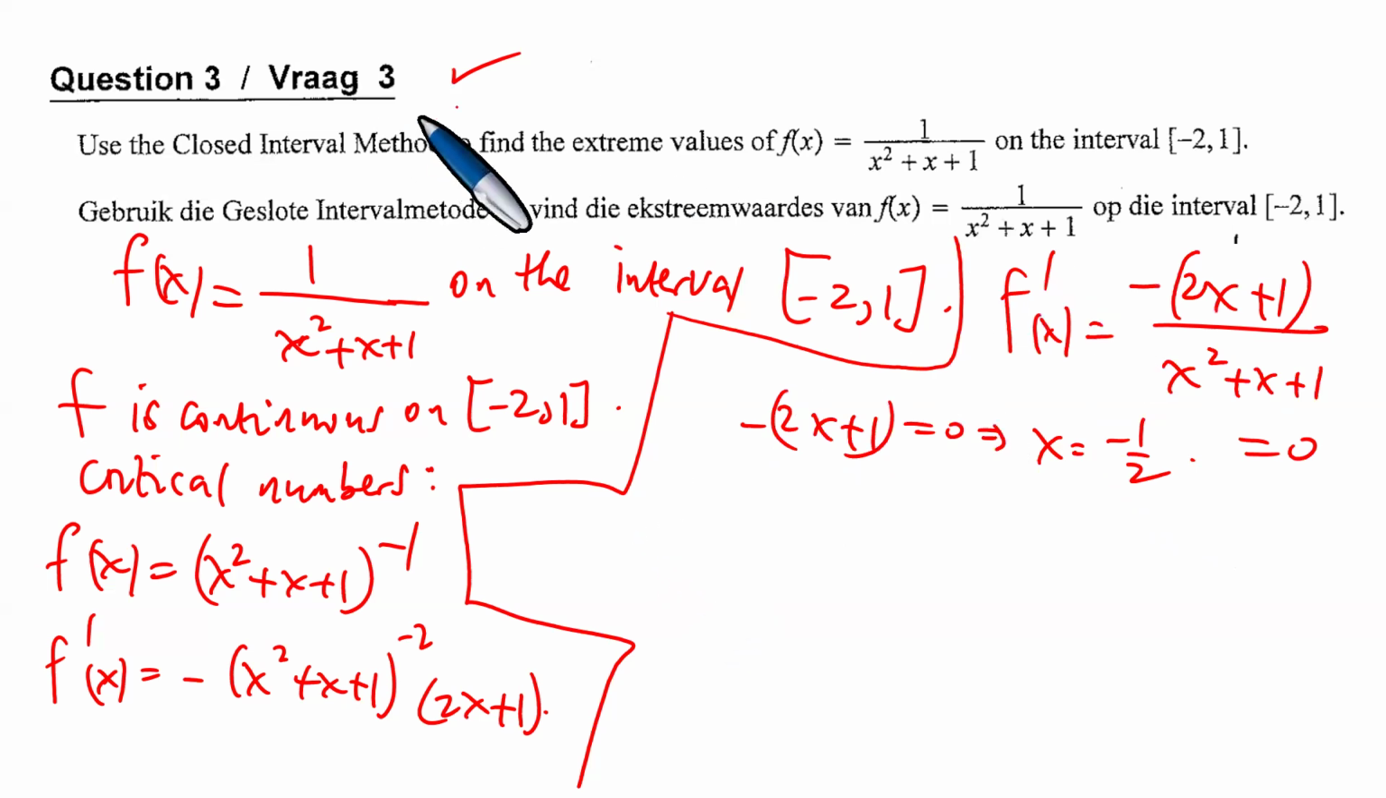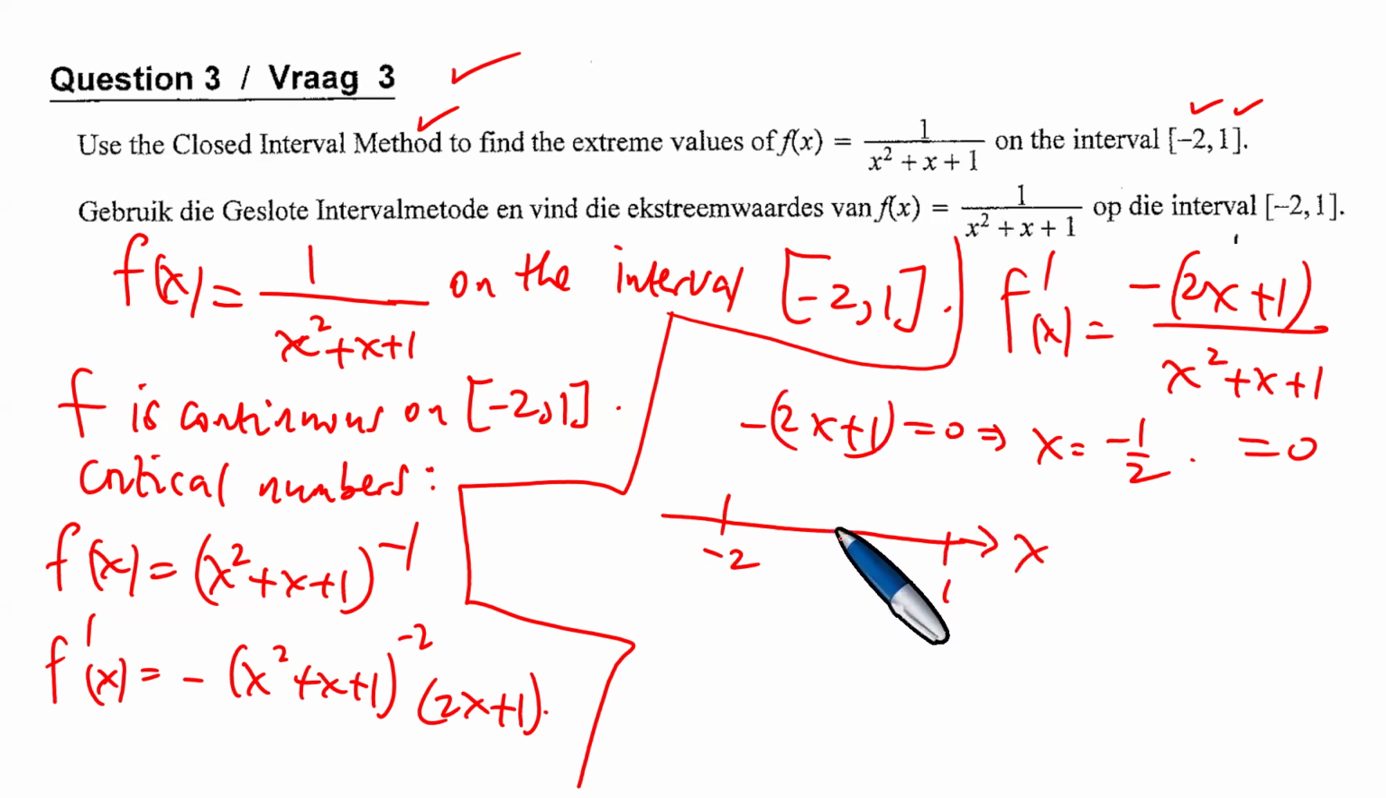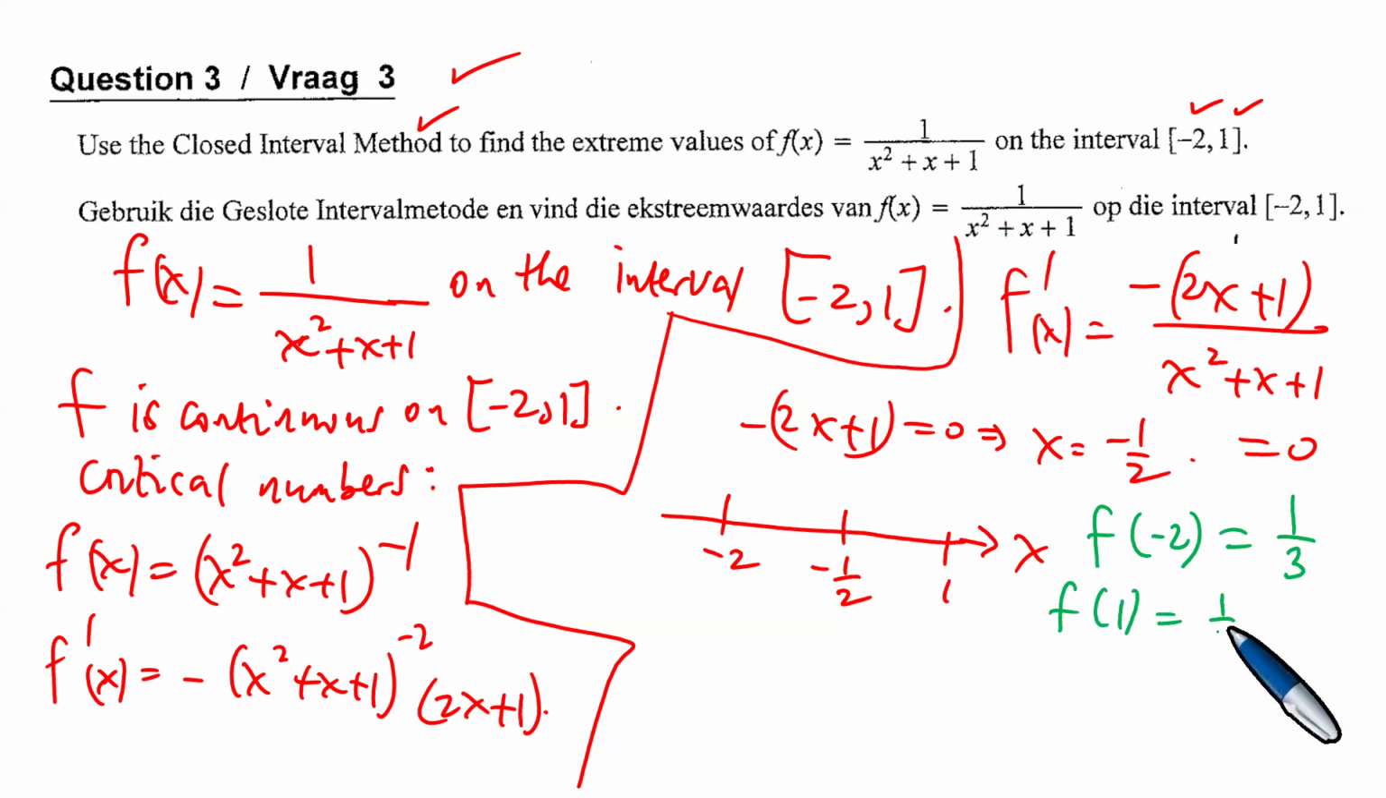Because we're using the closed interval method, and we have a critical value that lies between minus 2 and 1, you have an intermediate value, minus 1/2. So you go on and substitute into the function, and you have the following. For example, f of minus 2: put in the place of x here, you have minus 2 squared giving us a 4, minus 2, which is a 2, plus 1, 3. And this gives us 1/3. F of 1 is going to be 1/3.